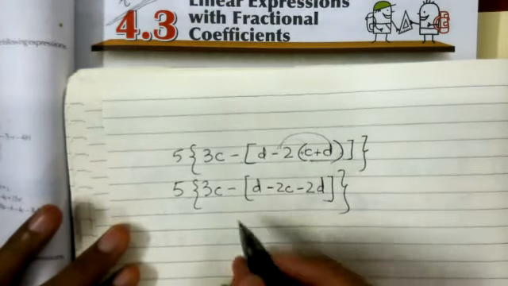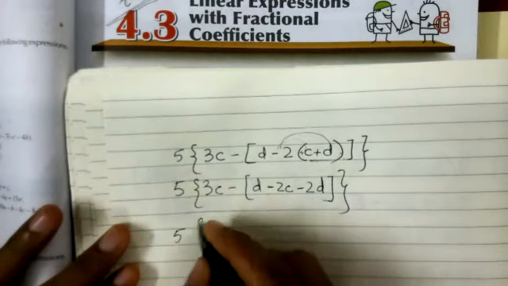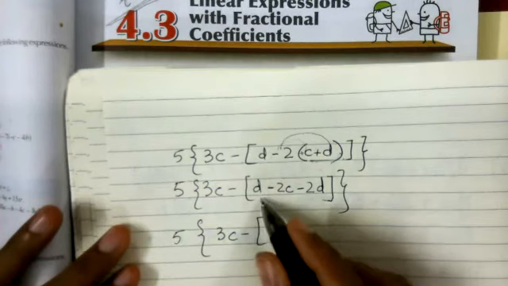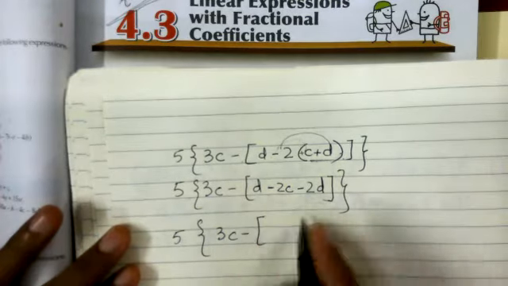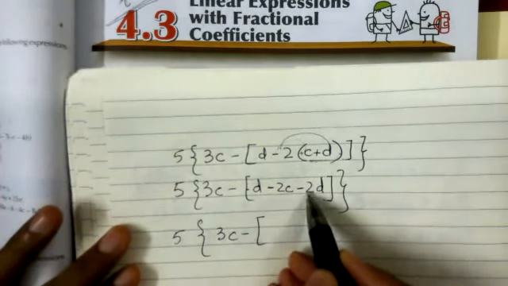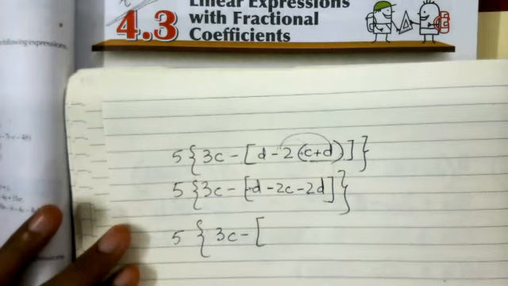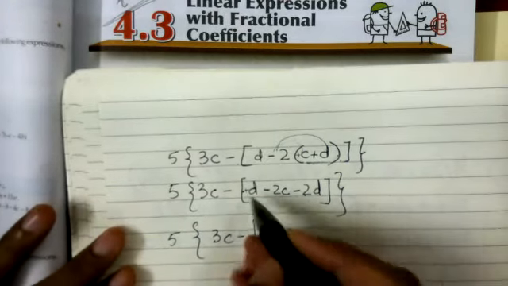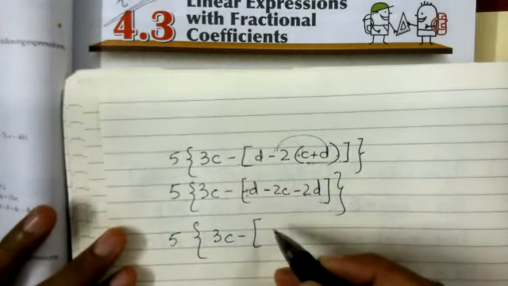So now we'll do the smaller bracket in this one. Copy the rest of it. It will be 3C minus. So now we will solve this bracket first. So plus D minus 2D. This is plus D and this is minus 2D. So minus 2D plus D, what will we get? 3D? No, 1D. It will be just D actually.